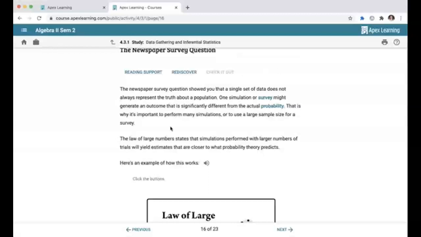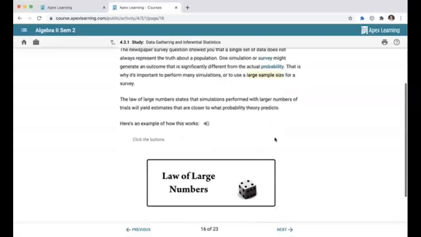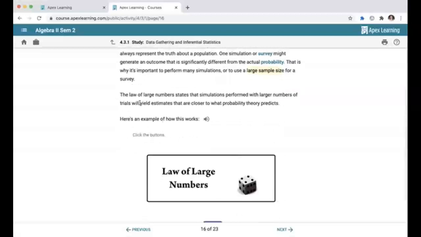So again, that's why it's going to be really important to perform many simulations or to use a larger sample size for the survey, to break out of just that small little group that you might have asked. And this is kind of a law here. It's called the law of large numbers. It says that if you get more people to answer these questions, your results are going to be closer to what your theory predicts. Your estimates are going to be closer to what you think.